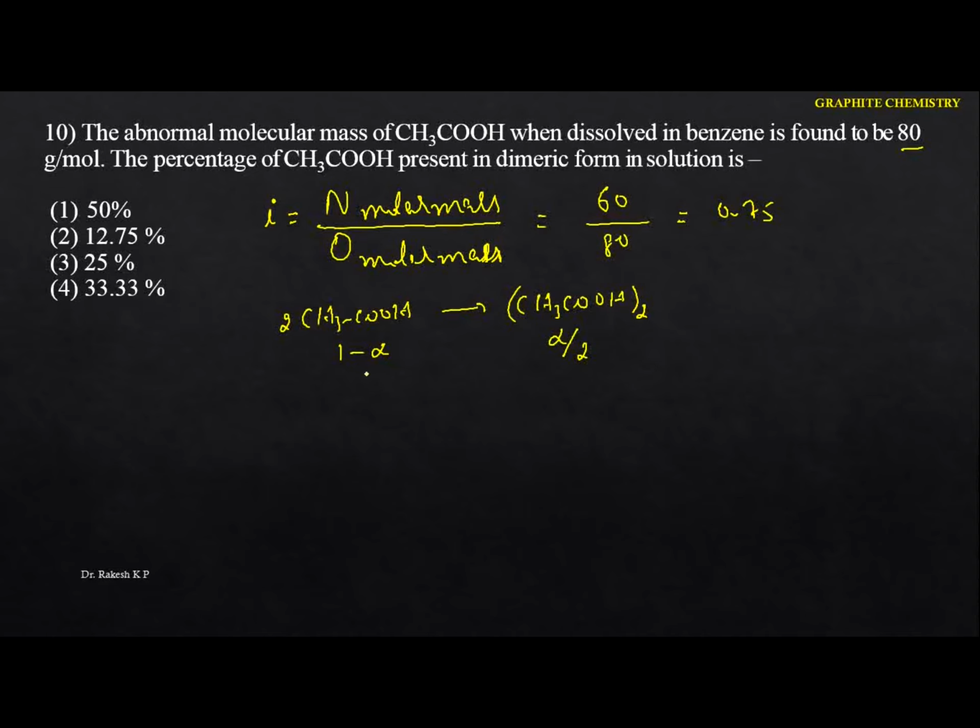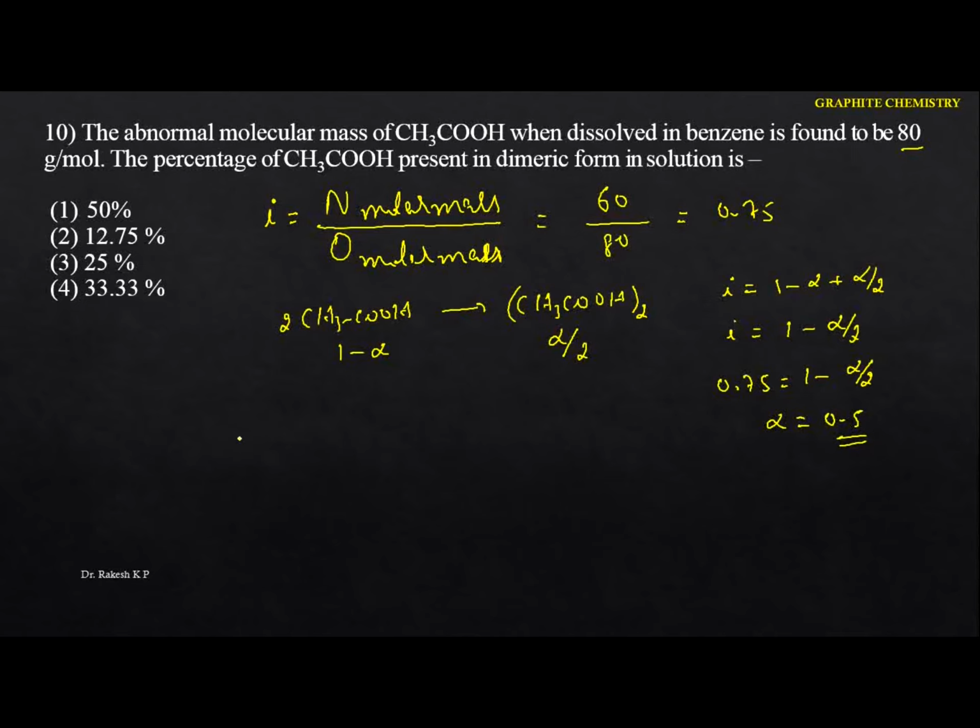Hence the total number of moles after the association, I can write i equal to 1 minus alpha plus alpha by 2, and hence the i value is 1 minus alpha by 2. If we substitute the i value 0.75, it is equal to 1 minus alpha by 2. Here if we calculate the alpha value, we get 0.5.